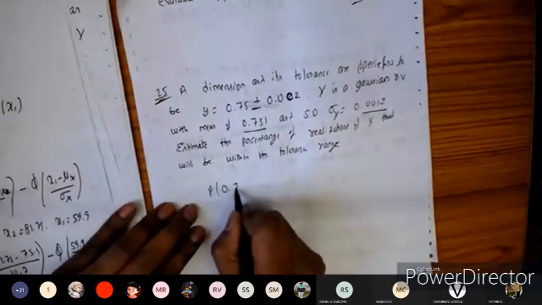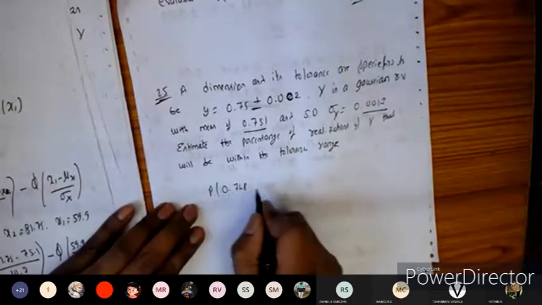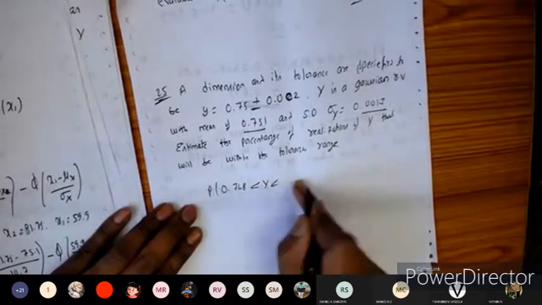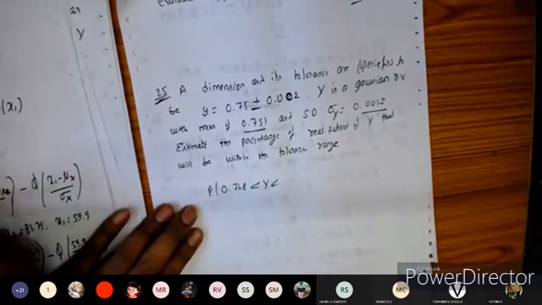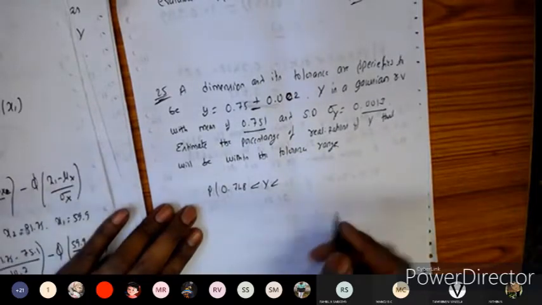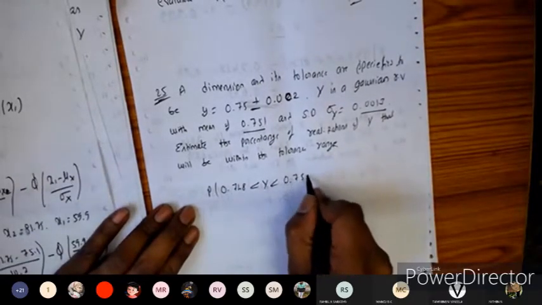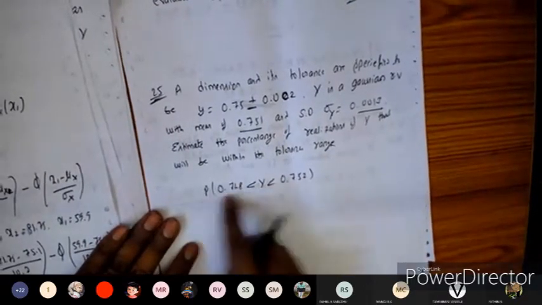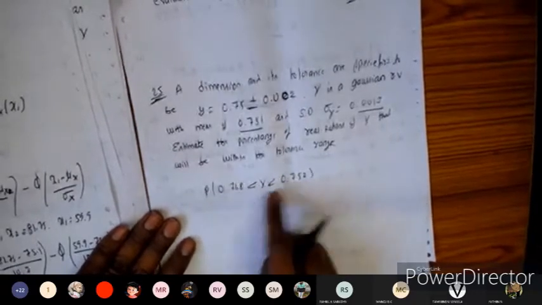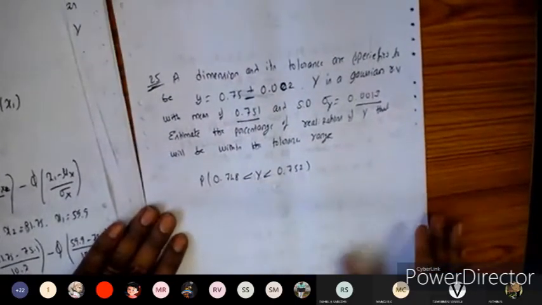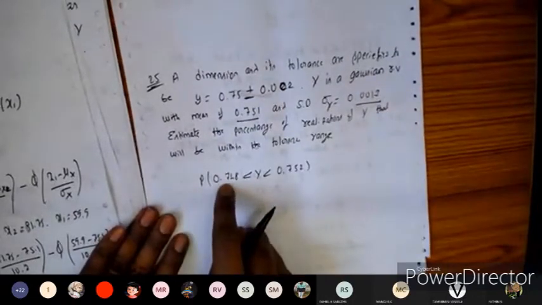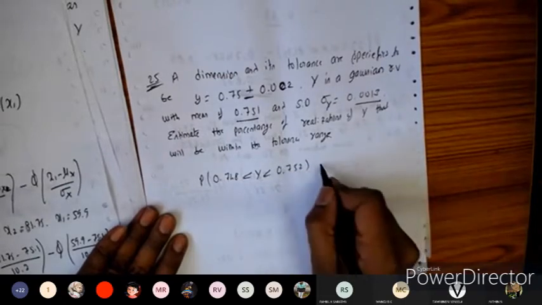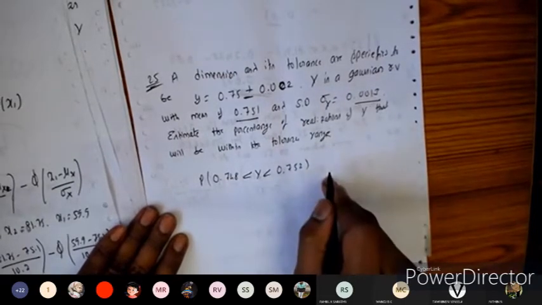So we need to find out the probability that y lies between these two tolerance limits, 0.748 and 0.752. We need to find out the percentage that the dimension is going to lie within this tolerance range. So got the concept here now? This means that the lowest value will be x1 and the highest value will be x2 here. We need to find this out. So got it?